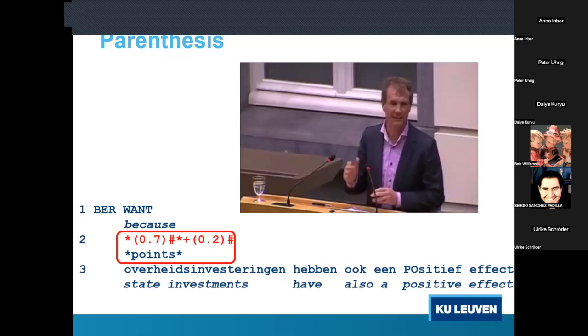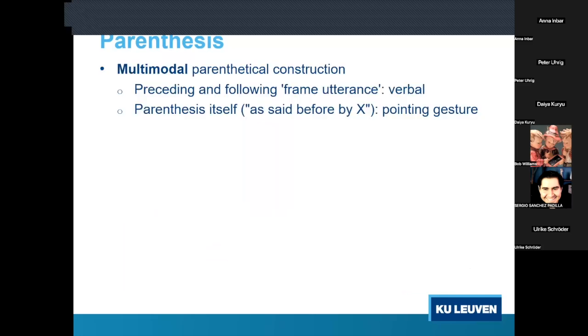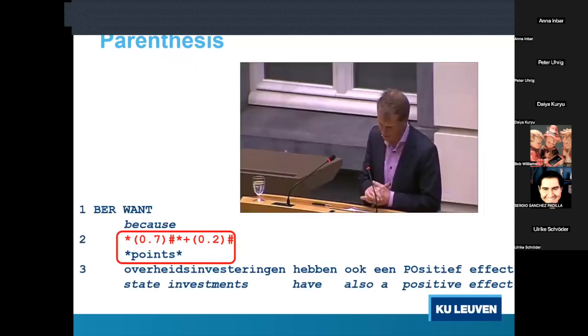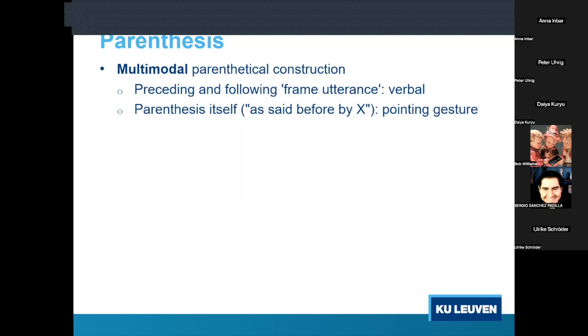It's not really fluent, but what he's doing is, normally after "because" you would expect the subordinate clause to follow right away. He then inserts the parenthesis, and it's not a verbal parenthesis, it's just a pointing gesture. He points at the previous speaker. So what happens here is, the preceding and the following frame are verbal. He says, because state investments have also a positive effect. Those are verbal elements. He interrupts it by using the pointing gesture, which could be paraphrased as "said before by colleague X."